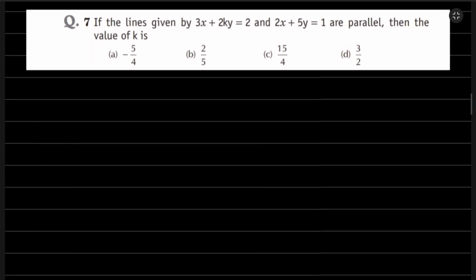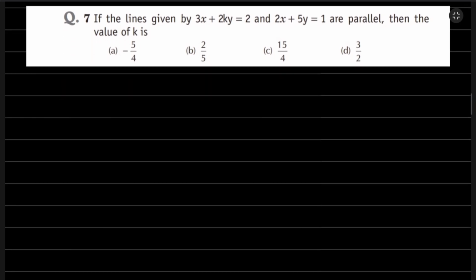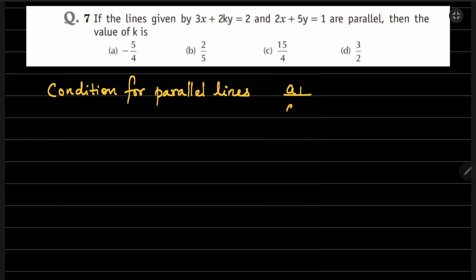Let's move on to the seventh question. If the lines given by the two equations are parallel, then find the value of k. All of these questions are MCQ questions. Again, you should know the condition for parallel lines. What is the condition for parallel lines? It is nothing but a1 by a2 will be equal to b1 by b2, but these ratios will not be equal to c1 by c2.